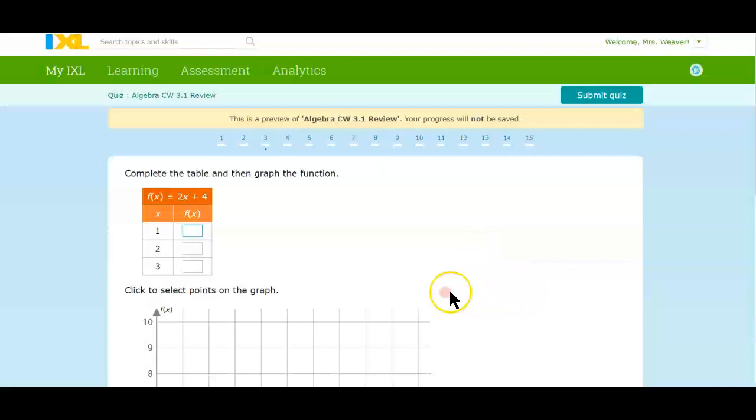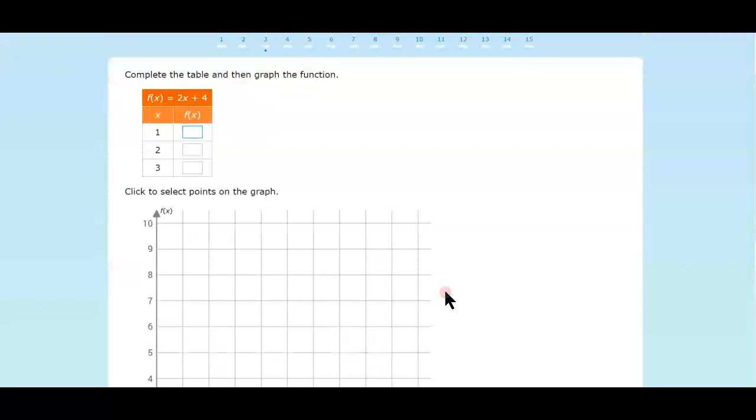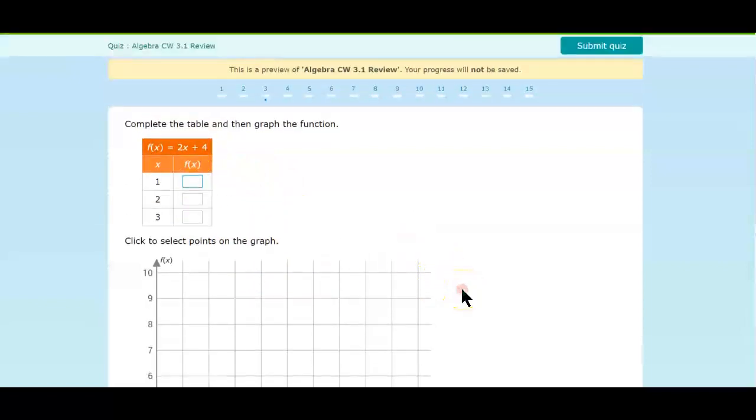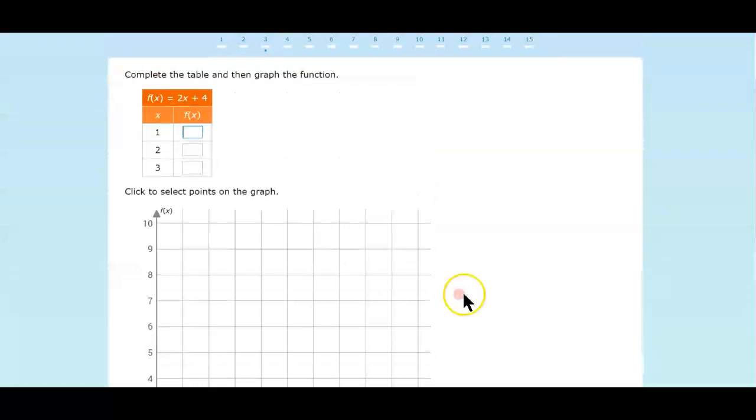Okay, so moving on to number 3, I want to be clear again, there is some specific required work to show for your quiz. We are completing the table and then graphing the function. On IXL, there's completing the table, graphing the function. On your piece of paper, you do need to show also writing out and filling in your frame. So when we say the frame, that is this right here with parentheses in place of the x, so 2 parentheses plus 4, 2 parentheses plus 4, 2 parentheses plus 4.